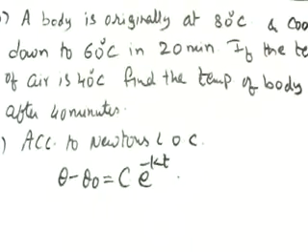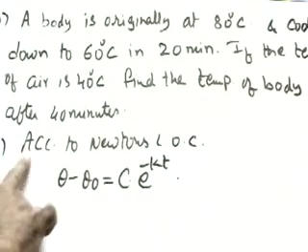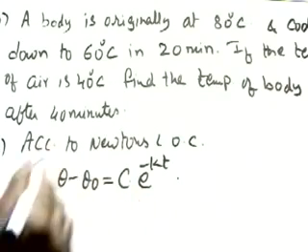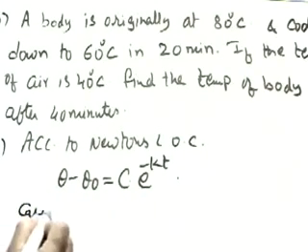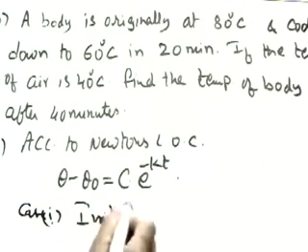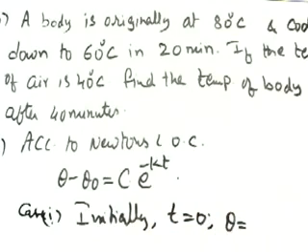The same question, same method. Let me start. Always we will have three conditions here. In case 1 and case 2 we will get the values, and case 3 will be the question. According to Newton's law of cooling, theta minus theta naught equals C into e power minus kt. In case 1 we use the initial values. Initially, what will be the value of time? 0.